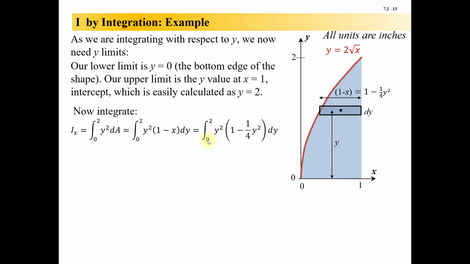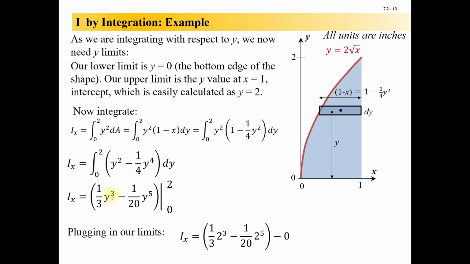So my integral from 0 to 2 of y squared times the quantity 1 minus y squared over 4 times dy. Multiply my y squareds through, I get y squared minus 1/4 y to the 4th dy, and then I integrate, and I get 1/3 y cubed minus 1/20 y to the 5th, and I evaluate that between my limits of integration of 2 and 0. Plugging in those limits, I get 1.07 inches to the 4th.